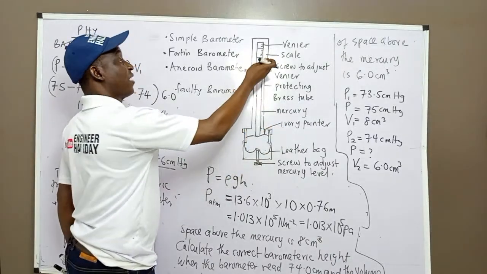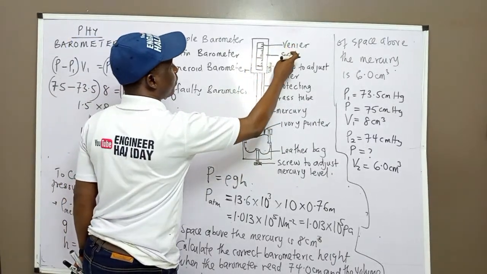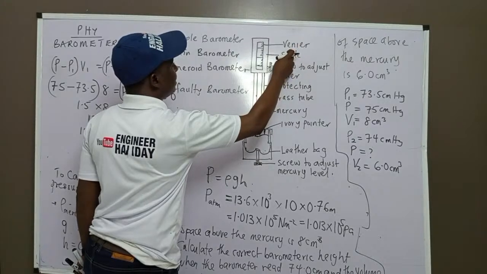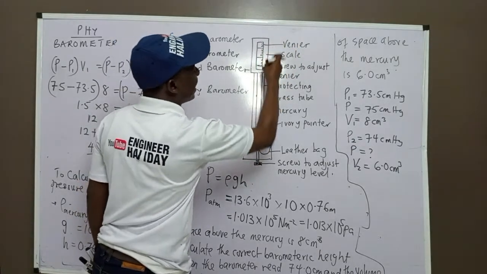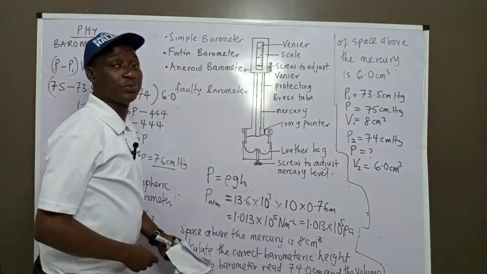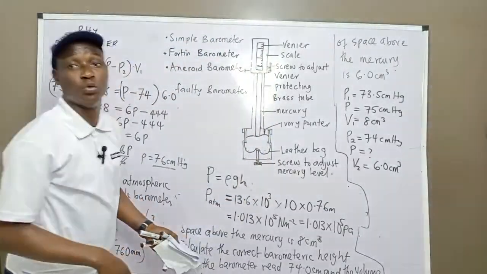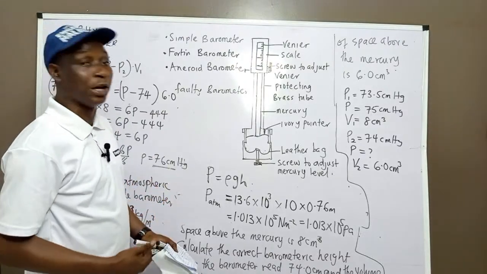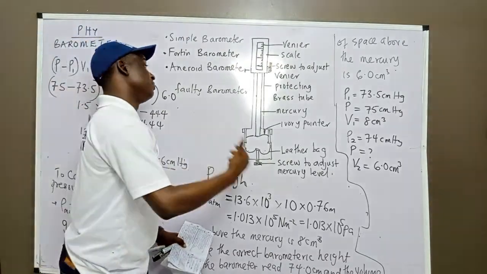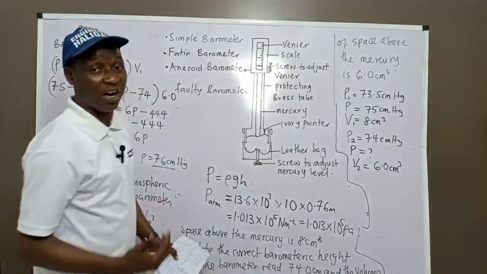So that we can be fast. The vernier caliper is here, then the scale is here. The screw here is to adjust the vernier caliper. Sometimes when you finish a measurement, you need to take the vernier caliper back to the starting point, the 0 mark again, so that there will not be a 0 error.